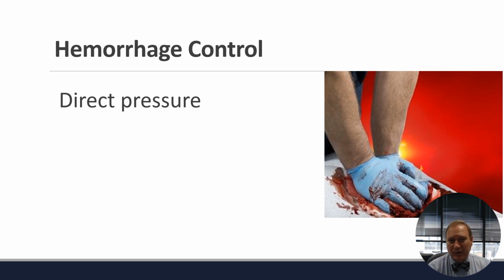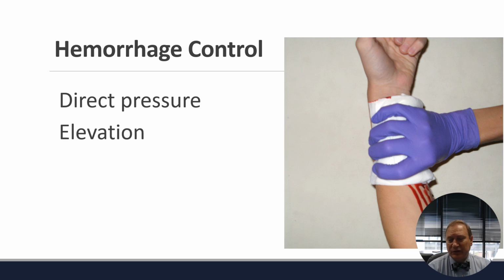Direct pressure is the most common way we attempt to stop life-threatening bleeding. Elevation can help, particularly if it's an injury to the arm. If we can apply direct pressure and elevate that injury, and when I say elevate, elevate the injury above the level of the heart. It's harder for the heart to push blood up, gravity always wins. So again, think about elevating the injury above the level of the heart.